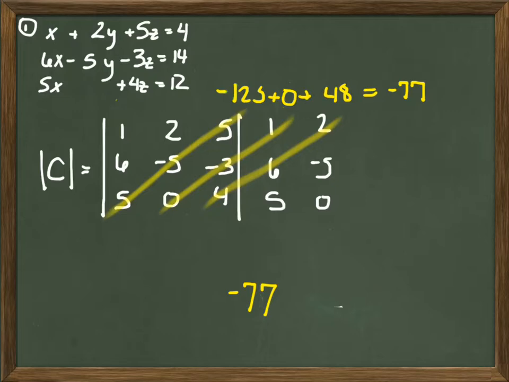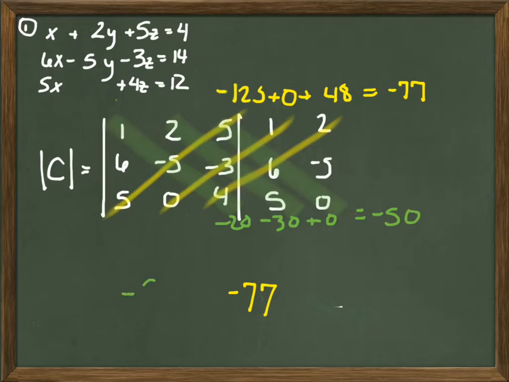Now we need to find our downs. And we're going to go the opposite direction, starting at the top and going down for each of those 3 diagonals. And so the first diagonal is going to give us a negative 20. The second one is going to give us a negative 30. And the last one is going to give us a 0. So when I combine those, I end up with a negative 50.